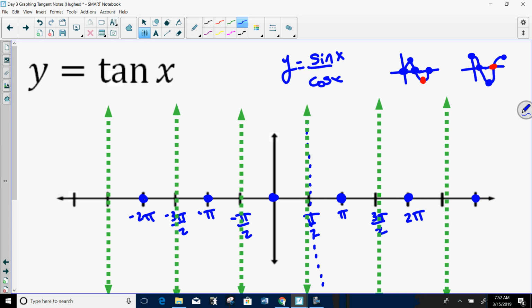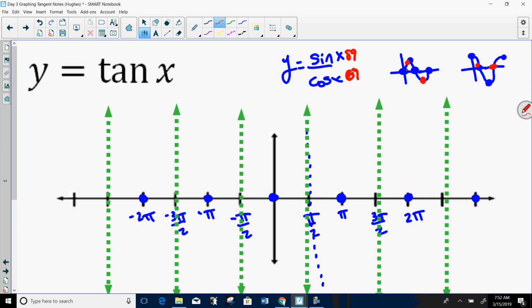Now, that doesn't really give us a whole lot of what the graph looks like. So what you can do is pick a number that's really close to this asymptote. This asymptote is at 90 degrees. So what if I looked at sine of 89 and cosine of 89? Well, 89 would be just short of that one, and just short of that one.